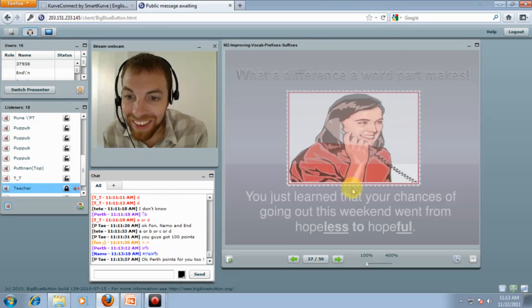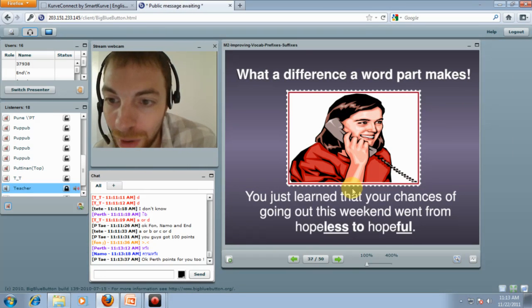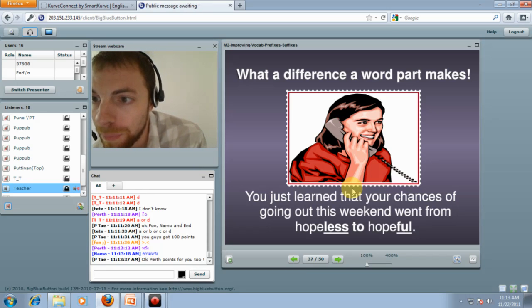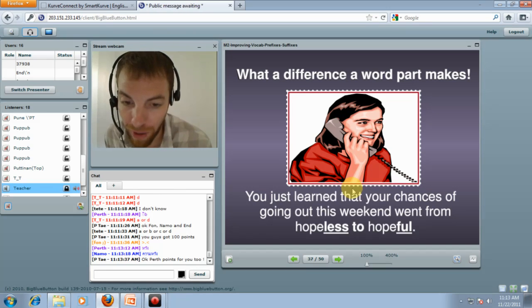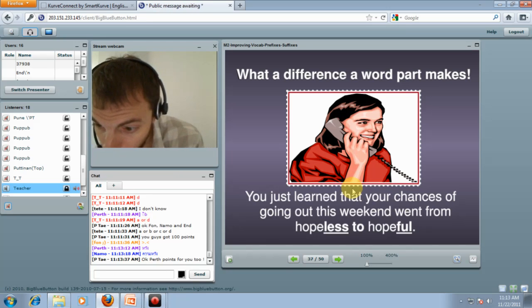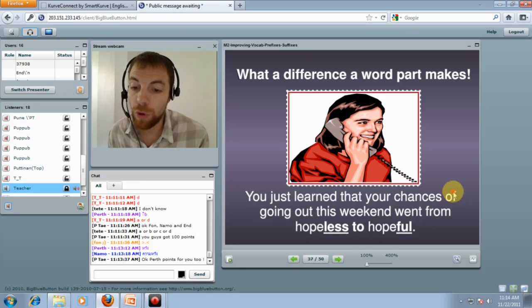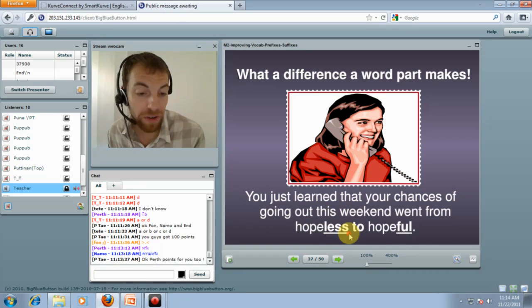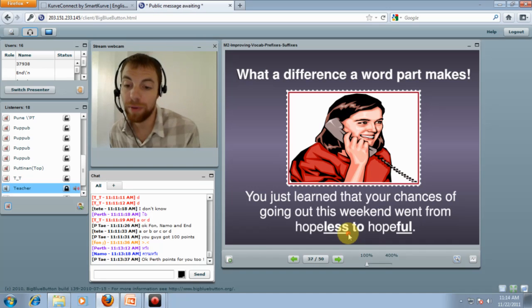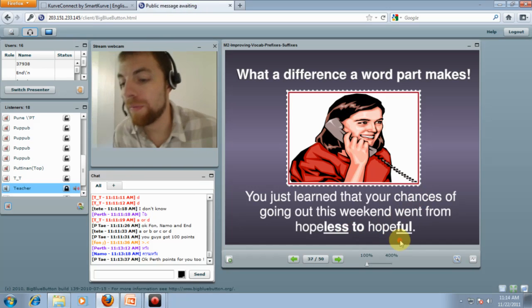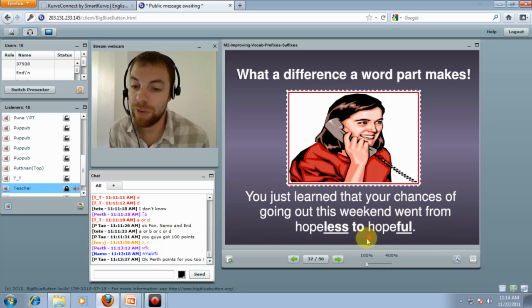Alright. Let's go on and see what a difference a word part makes. You just learned in your classes that there's a difference between hopeless and hopeful. Someone who is hopeless is very sad and has no hope, but someone who is hopeful has lots of hope. So, this suffix changes the word. Very big change.